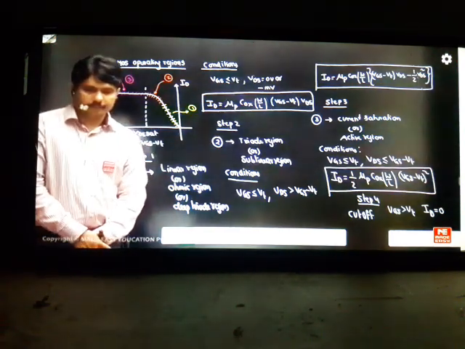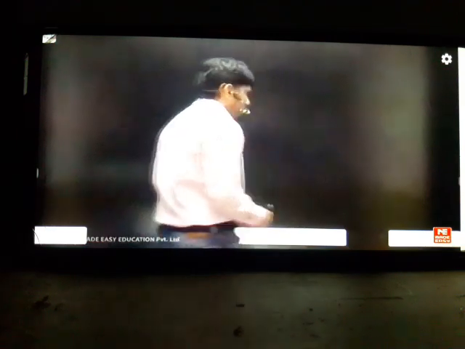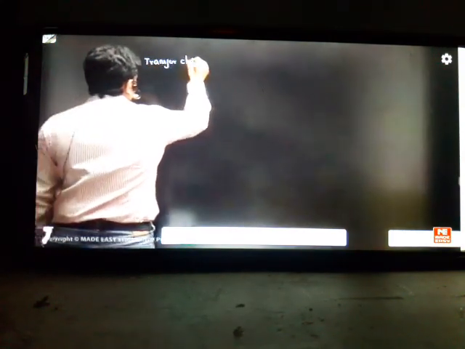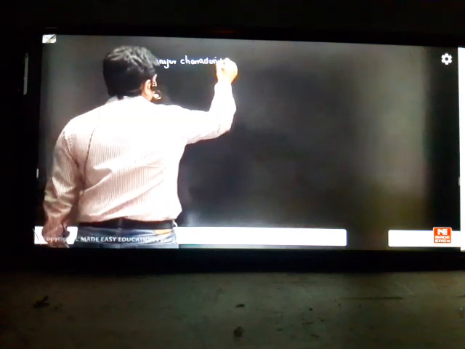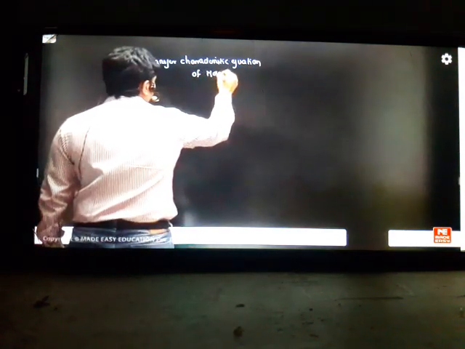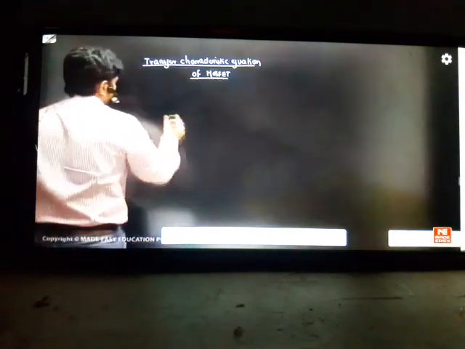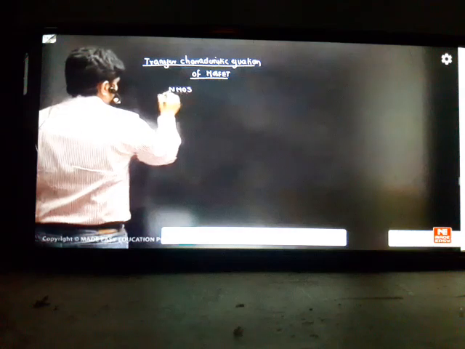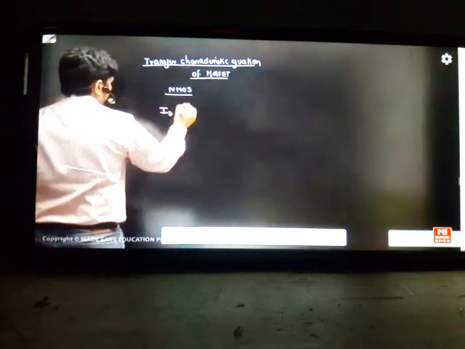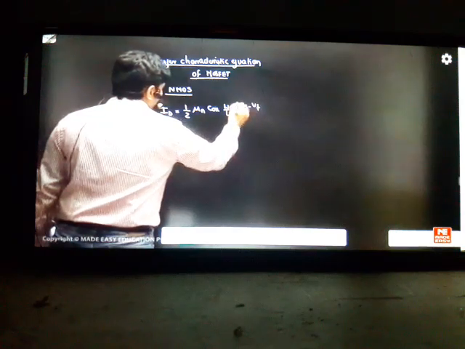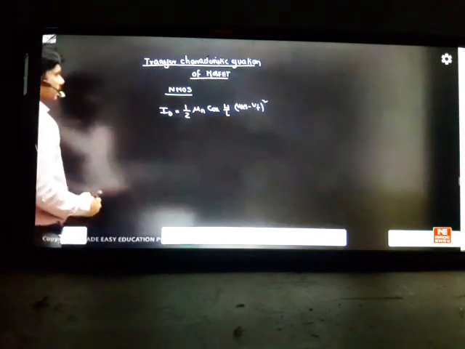Copied? Great. Okay, so let us see the final step today, called the transfer characteristic equation of MOSFET. What is the transfer characteristic equation of MOSFET? If you want to learn it, if I take an NMOS or PMOS, any one example is enough. Suppose I take NMOS, your ID is equal to half into mu n Cox W by L into (VGS minus VT) whole square. This is your equation actually.